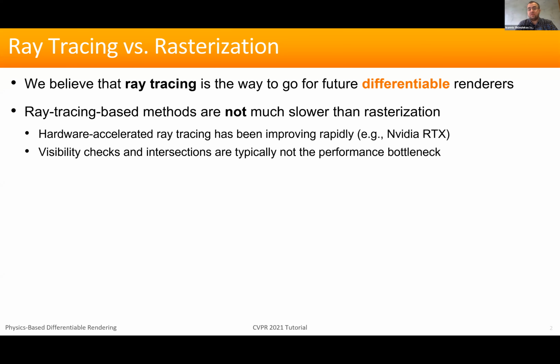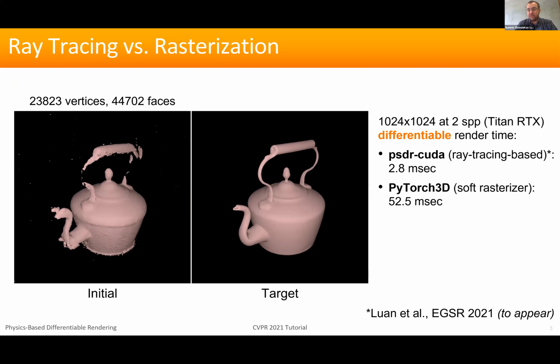And not only that, but it's also important to take into account that in any given inverse application, visibility checks and intersections and other operations, some of the most common operations that make up the biggest part of the computational payload of a ray tracing based technique, may not be the actual bottleneck. So let me show you an example for this.